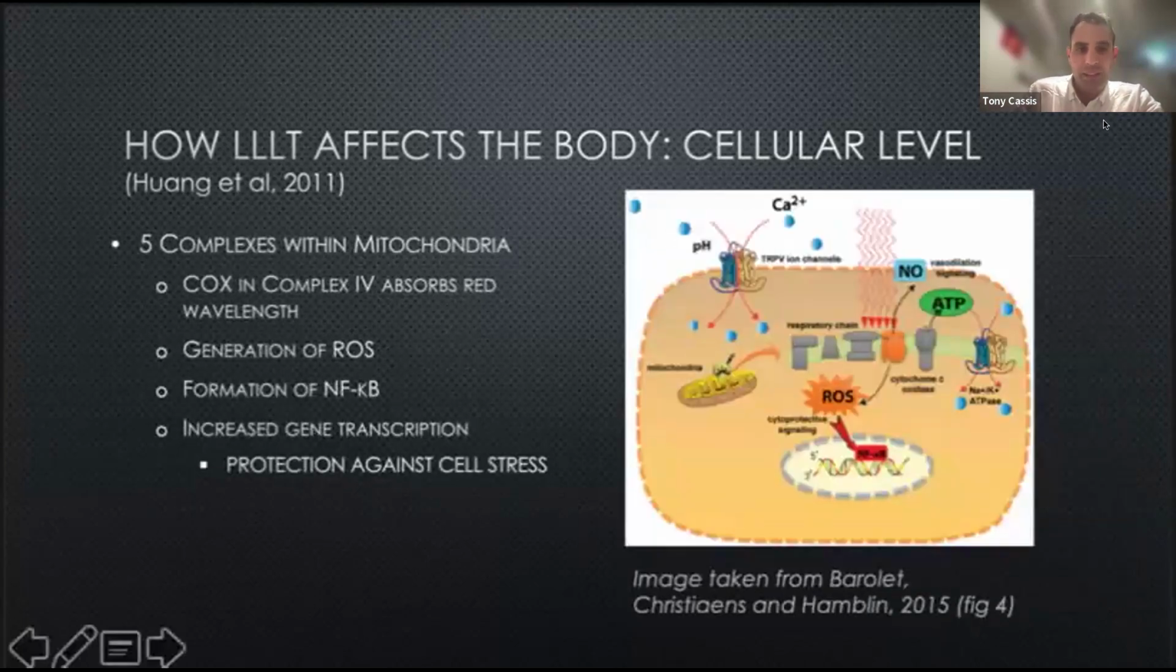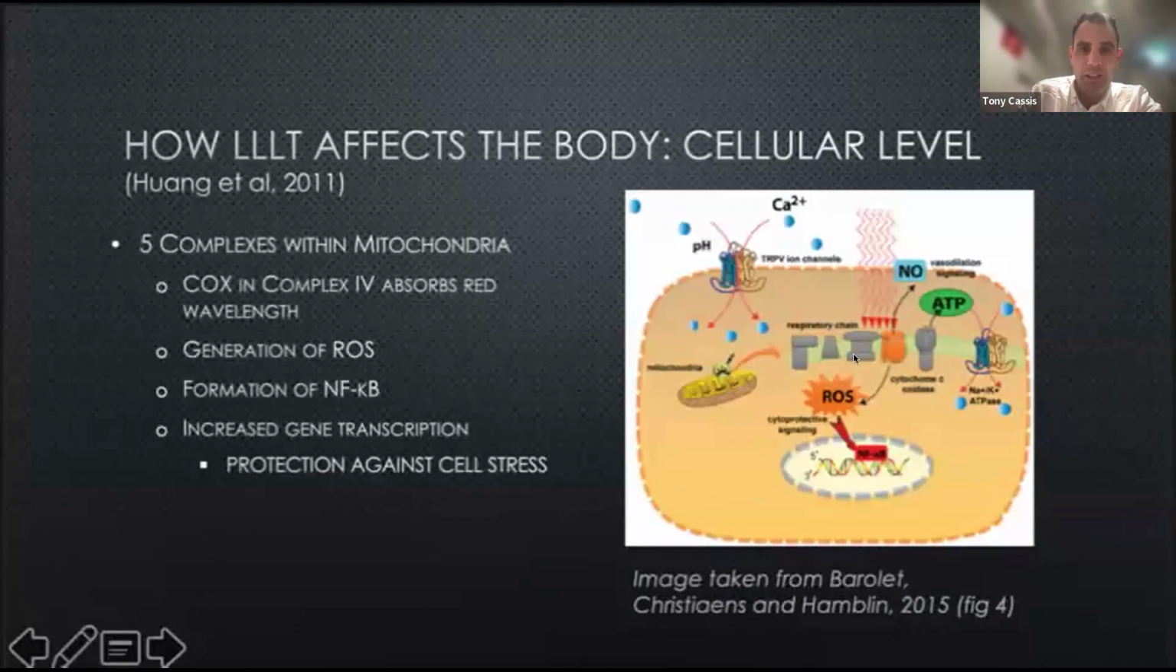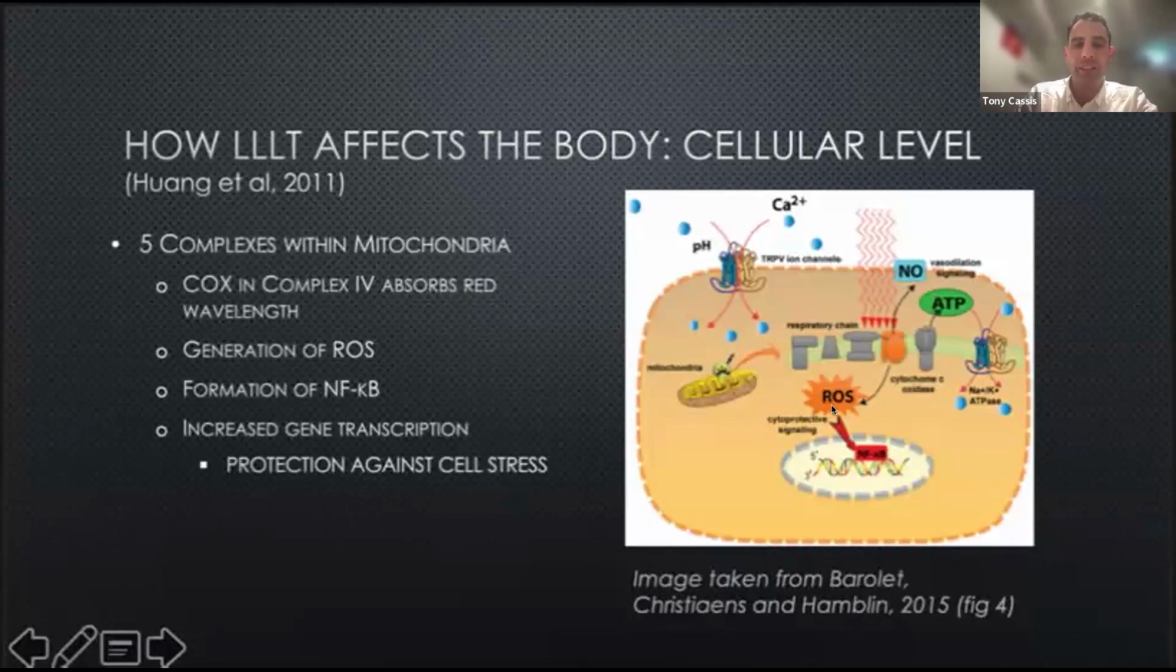So this is just another variation of the same thing. You've got the 5 complexes, and the red wavelength coming in. This is again complex 4, effectively displacing nitric oxide from that complex. It also generates reactive oxygen species, which helps lead to gene transcription, which is important for cellular respiration and keeping that cell healthy. That gene transcription happens as a normal part of mitochondrial function.